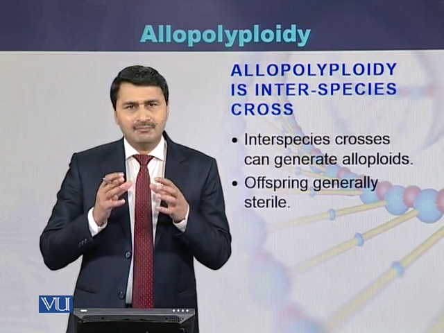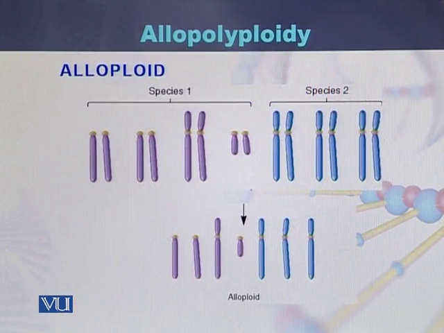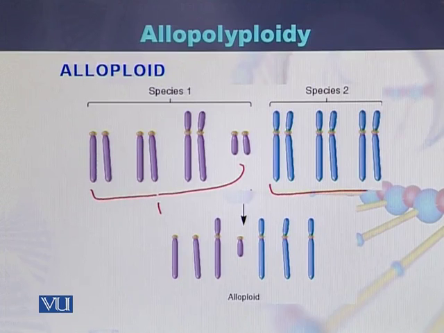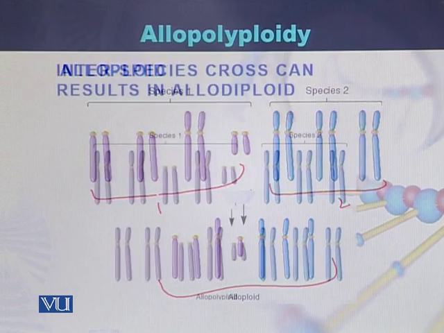Allopolyploidy is a phenomenon that usually occurs between two different species. In this diagram we can see the chromosome sets of two different species. These are the chromosomes of species 1 and these are the chromosomes of species 2. When there is a cross between these two species, the chromosomes come into one organism. Such a phenomenon is called allopolyploidy. So allopolyploids have the chromosomes of one species and of the second species.